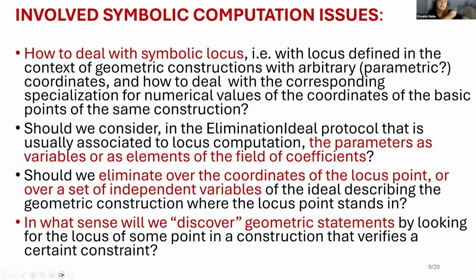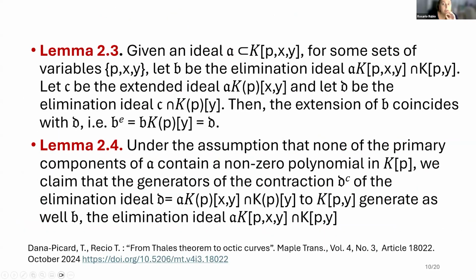This leads us to several symbolic computation challenges. For instance, how should we treat parameters? Are they variables or constants? Should we eliminate over the coordinates of the locus point or over the entire construction? Should we specialize first or compute the generic locus first? The first three questions, about the role of independent variables or parameters, have been partially addressed and published in Maple Transactions. The role of Maple to verify conjectures has been crucial.